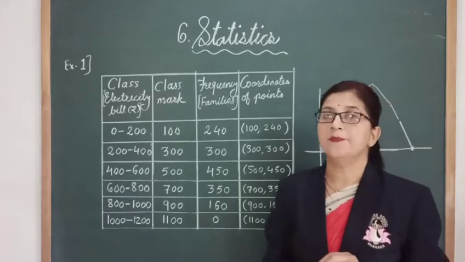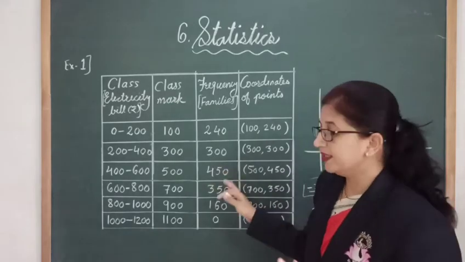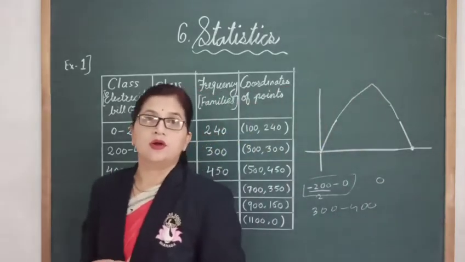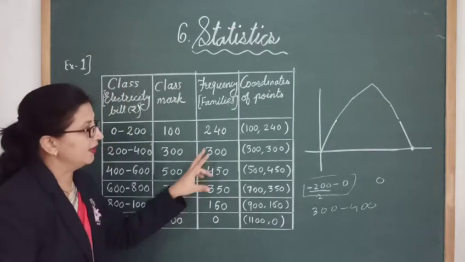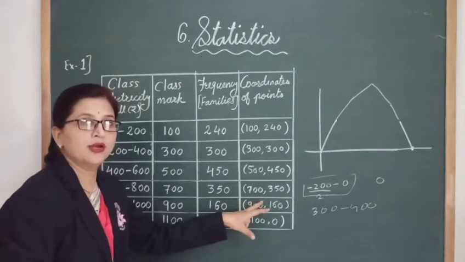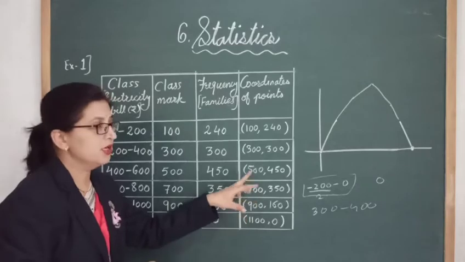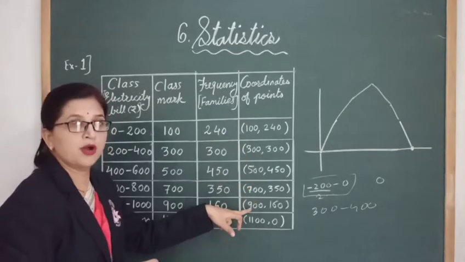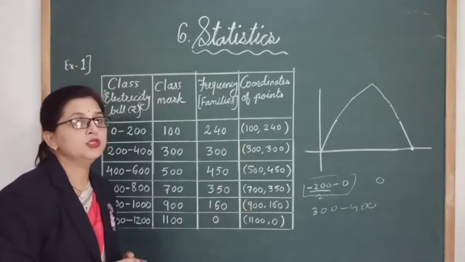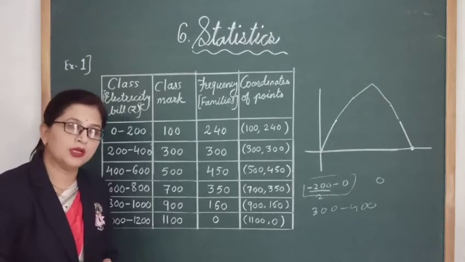Now let's draw the frequency polygon on the graph paper. Okay, so in this way first we have to draw the table, and here we have to write the coordinates of the points. Okay, so let's locate these points on the graph paper to get the frequency polygon.